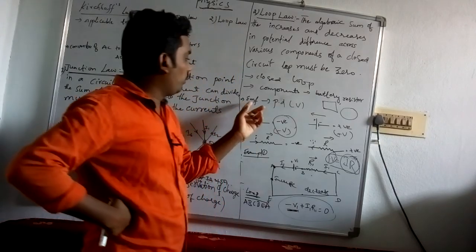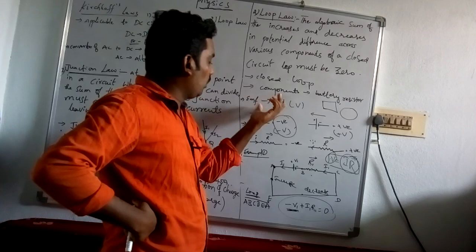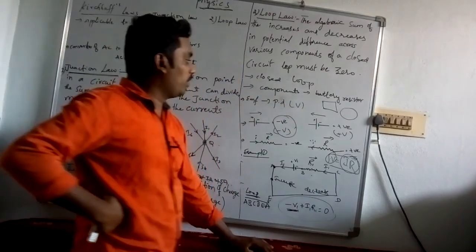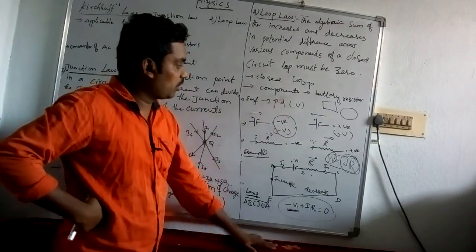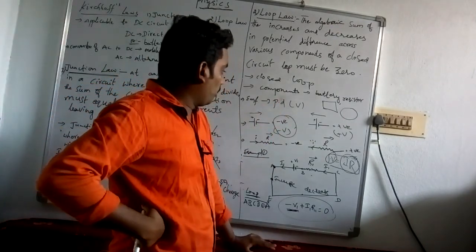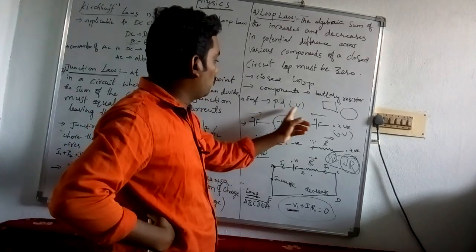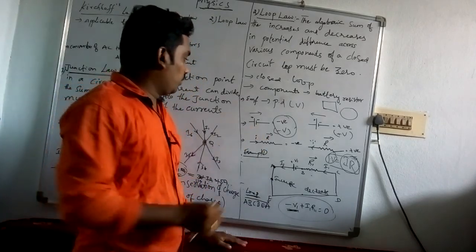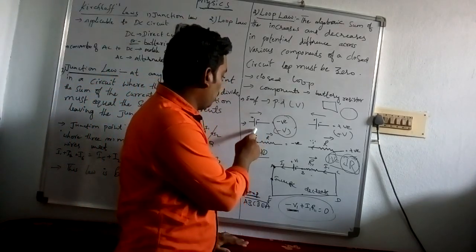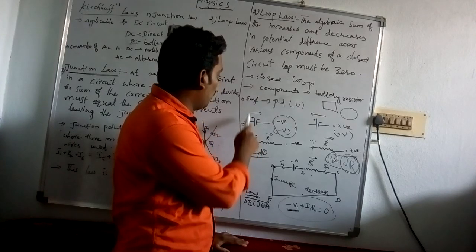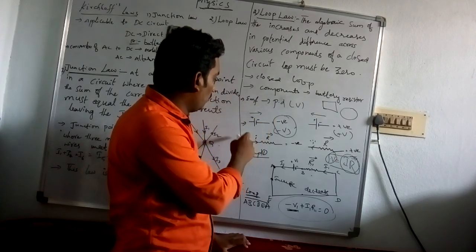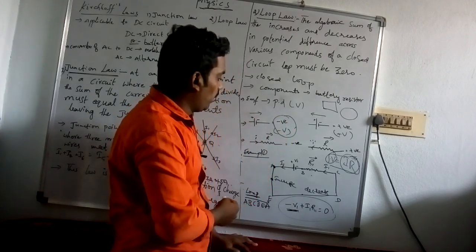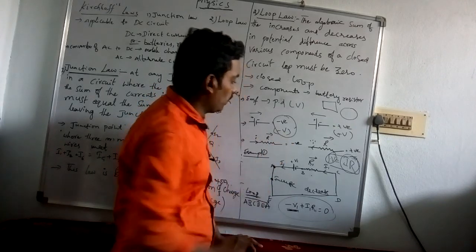Here EMF means electromotive force. It has the same meaning as potential difference. Potential difference and EMF have the same meaning. The potential difference symbol is capital V. Moving from the positive terminal to the negative terminal of the EMF or potential difference, we will get a negative potential difference.